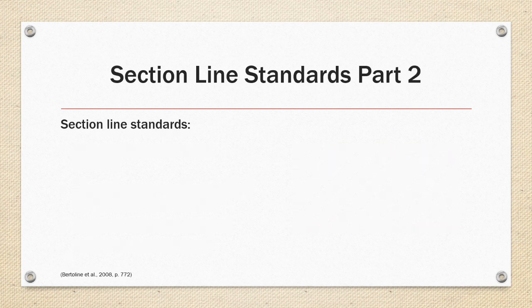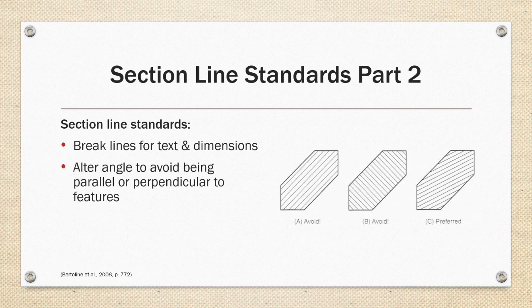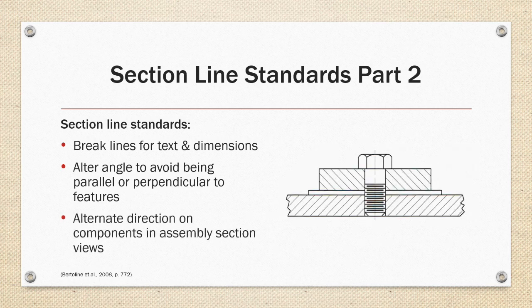Although placing text within a view is discouraged, if text or dimensions are placed in the section area of a view, the section lines are to be broken for legibility. To avoid section lines from being confused as a feature by running either parallel or perpendicular to features, the angle of the section lines may be altered. When sectioning an assembly, alternate the direction of the section lines to differentiate between components.